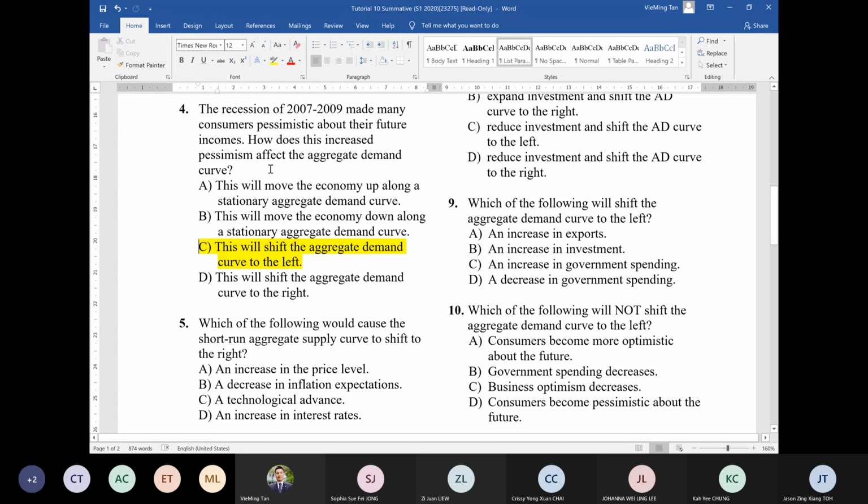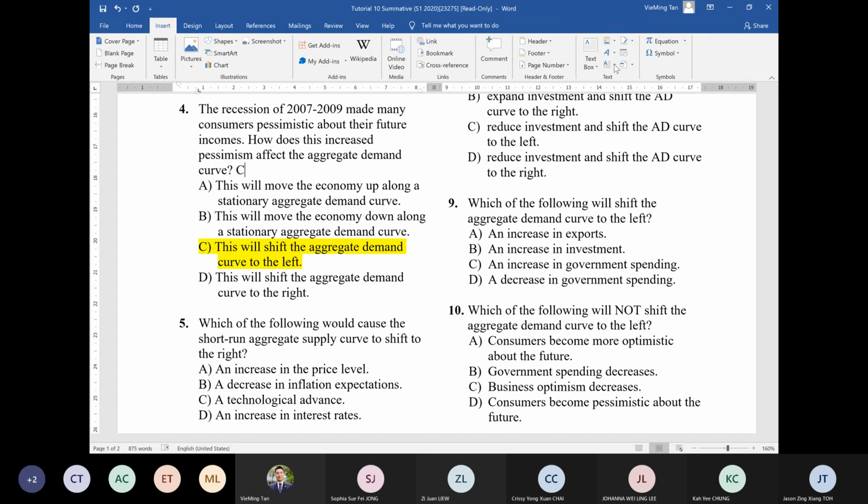Actually, this is going to affect the consumer or the household. The household spending usually will reduce. So when the household spending reduces, this will affect the AD. AD will also reduce.